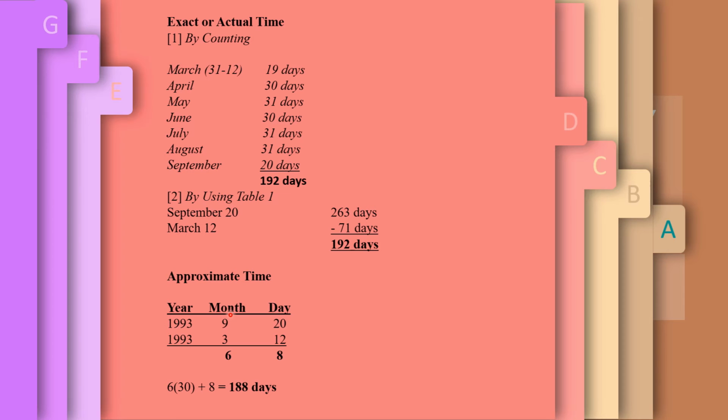In month, September minus March, we have 6 months. And in year, 1993 minus 1993, that is 0 years. So we have 6 times. Do not forget the rule that in a month, there are 30 days. So that is 6 times 30 days plus 8 days, and that is 188 days.